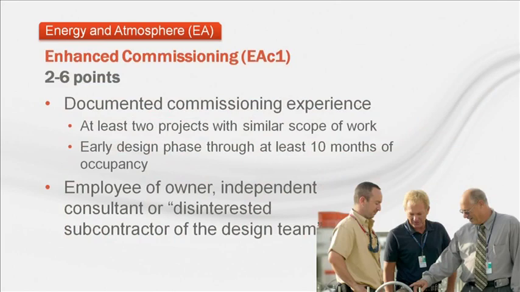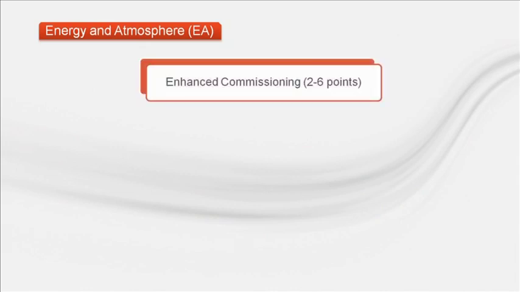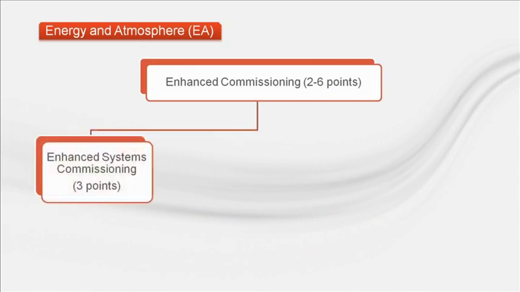Enhanced commissioning must be done by a third party using the requirements shown on the slide. In addition, the span for the commissioning agent's involvement is from the early design phase through at least 10 months of occupancy. The measurement and verification credit portion of LEED v3 was sort of moved into the enhanced commissioning credits for LEED v4. The first option, worth 3 points, is to perform enhanced commissioning.